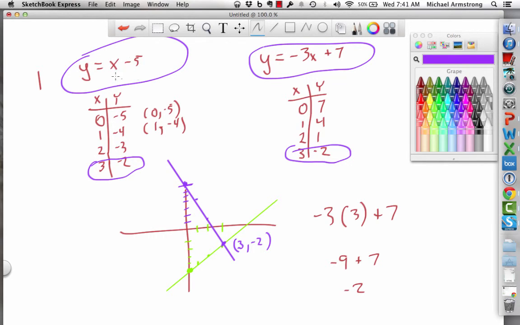slope intercept form, where you know this is at negative 5 and the slope here is 1, 1. So you go up 1 over 1, up 1 over 1, up 1 over 1, and then you draw your line. This one, the y-intercept is at 7, and your slope is negative 3, which is negative 3 over 1, which means you go down 3 over 1, down 3 over 1, down 3 over 1, and you get your same line just using slope-intercept form, y equals mx plus b, to draw your graph. You can skip the T-chart altogether at that point.